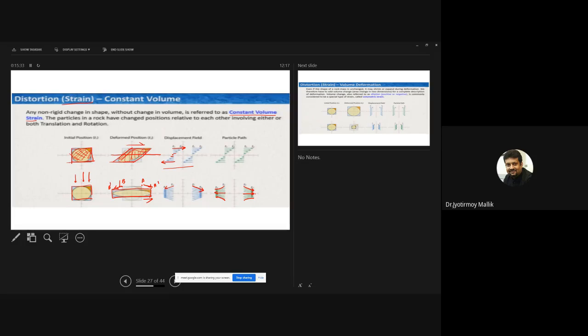Okay. So these are the two types of constant volume strain that we are talking about. By the way, this type of constant volume strain, and we will define it better later on, is called pure shear, and this is what we call simple shear. We will see them in a bit more detail later on. For the time being, just to give you a heads up.